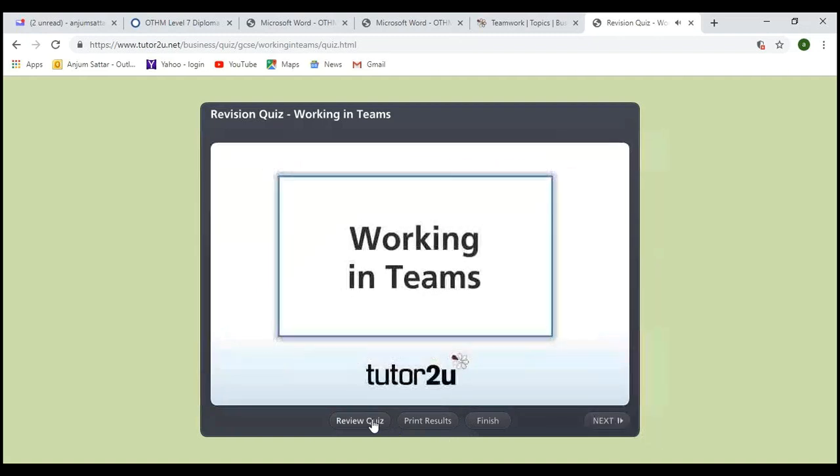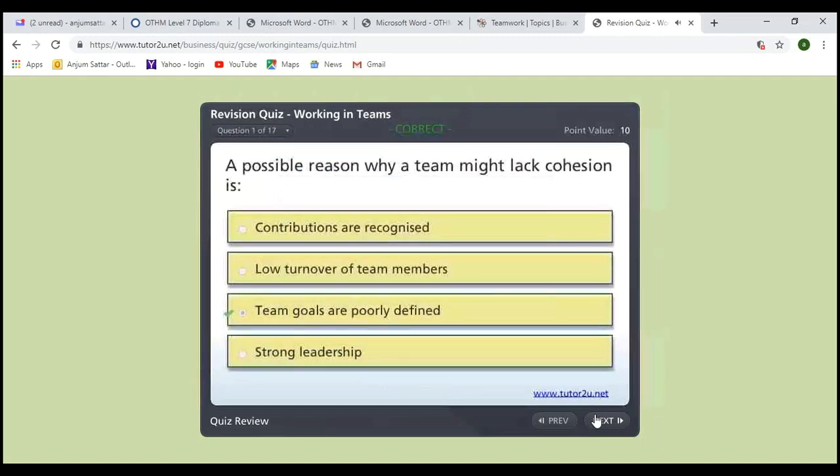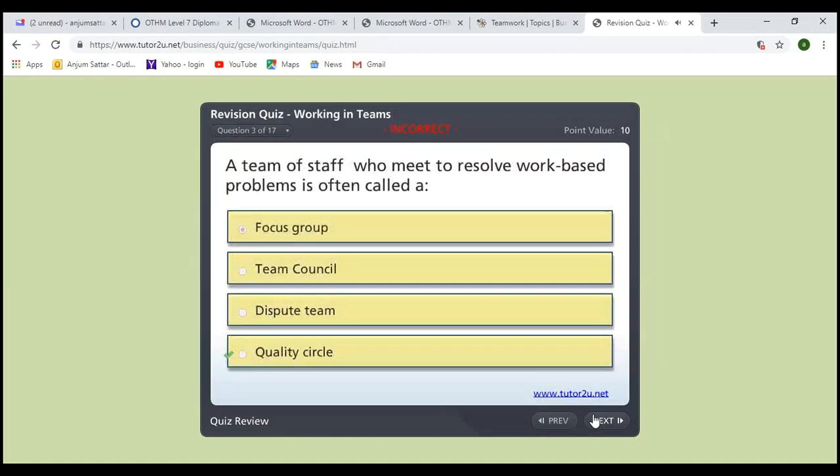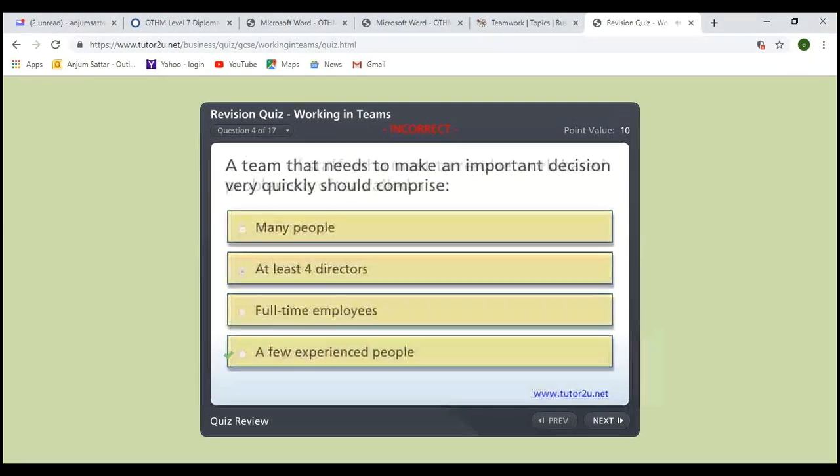Okay, finally. So first we were right, yes. Second right. Third, a team who resolve work-based problems is often called a quality, yes, focus group team. So we use terms.